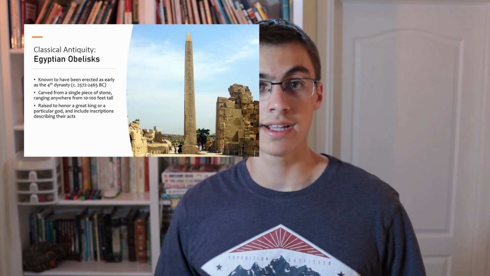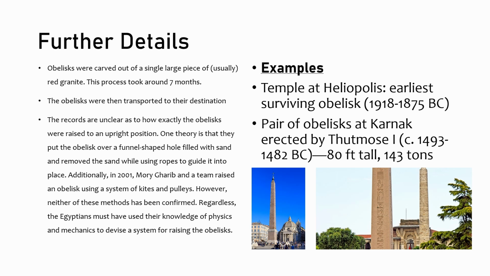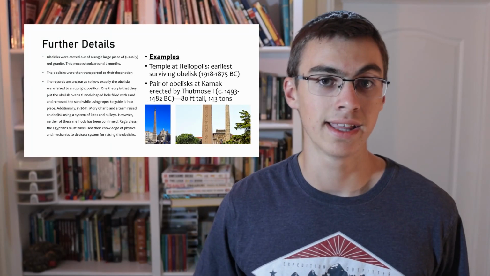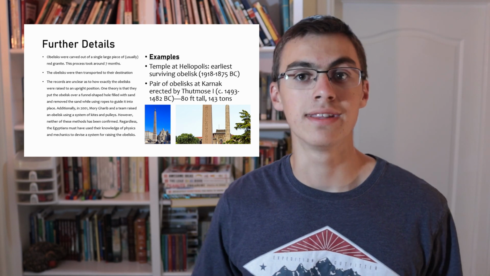And the interesting thing about these obelisks, and the reason I chose to study them, is because we actually don't really know how they were raised. So we do know that they were carved out of a big piece of stone. It was normally red granite. That took about 7 months, and then they were transported to their destination. However, we don't know how they were raised to the upright position.